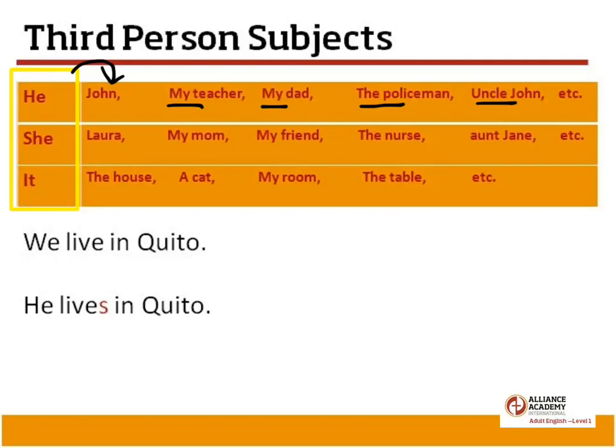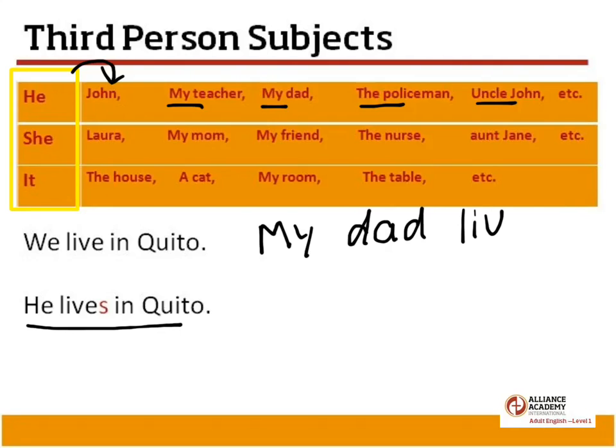Now, the challenge for us is to remember that in our speaking. And so we might remember to say, he lives in Quito, but it may be more difficult to remember to say, my dad lives in Quito. So we want to hear the S when we're talking about a third person subject. My dad lives in Quito. Again, that will be the challenge in our speaking, but if you can remember the third person subject and the S on the verb, you will sound much more natural and your pronunciation will be much better.